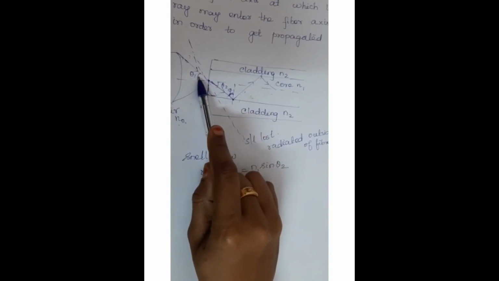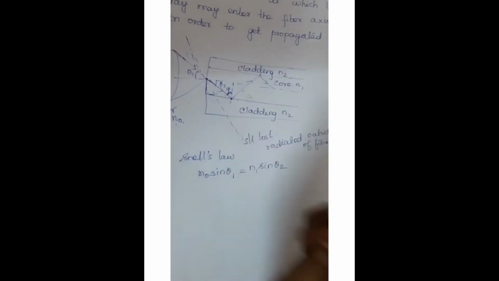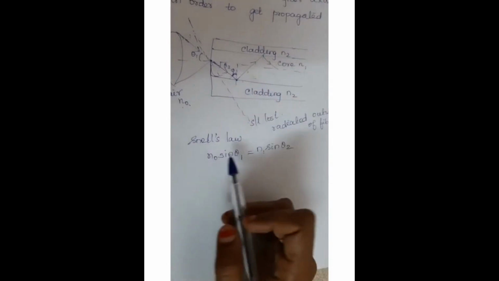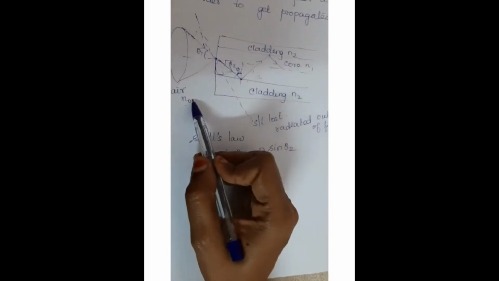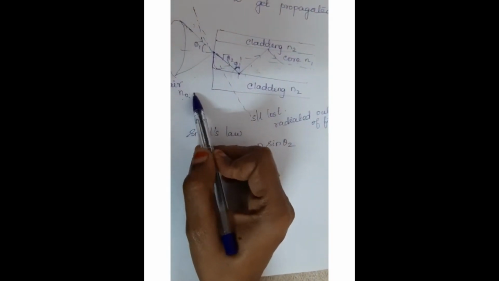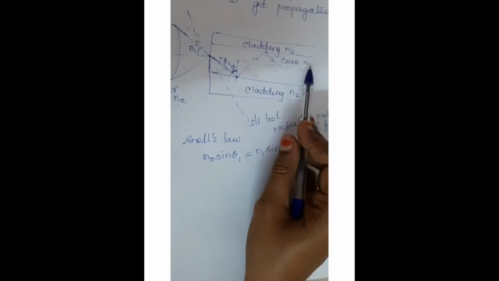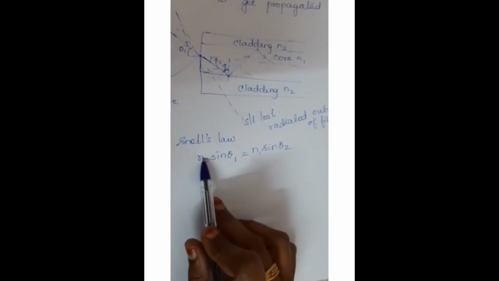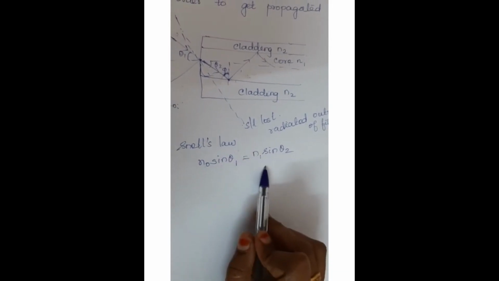So in air the angle is theta 1, and this is the acceptance angle. In the core the refractive index is n1 and the angle is theta 2, that is the angle of refraction. So n0 is the refractive index of the air and in air there is the acceptance angle theta 1, and the refractive index of the core is n1 and inside the core there is a refracted ray theta 2. So according to Snell's law, we write this equation: n0 sin theta 1 is equal to n1 sin theta 2.